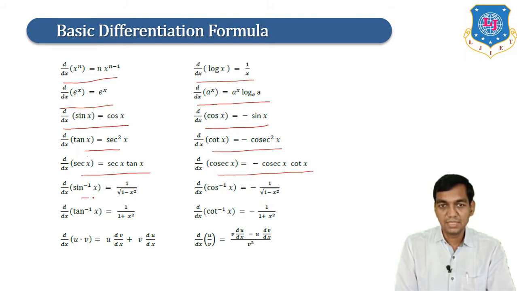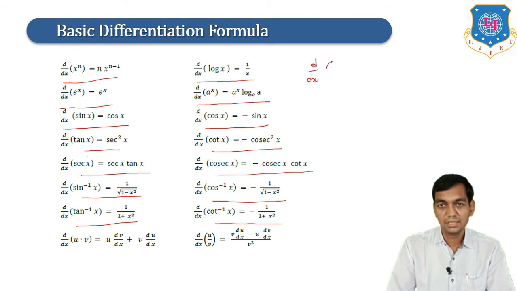Now, sine inverse x has a derivative 1 upon root 1 minus x square. So, cos inverse x has a derivative minus 1 upon under root 1 minus x square. Tan inverse x has a derivative 1 upon 1 plus x square. Cot inverse x has a derivative minus 1 upon 1 plus x square.